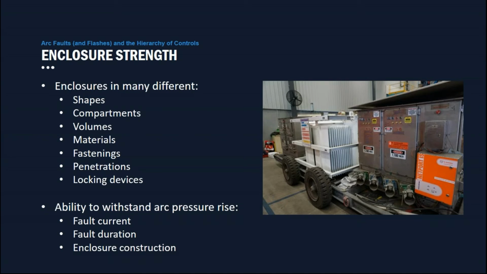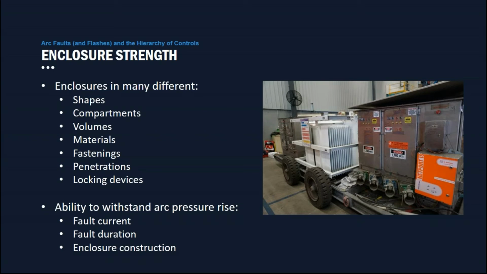Enclosure strength. Here we will talk initially about sheet metal enclosures, so what we generally call IP enclosures. These come in many different shapes and sizes. They have different compartment sizes, different materials, different fastenings, penetrations and locking devices. So it's very difficult to come up with a single rule which allows you to generate a solution in managing pressure rise in these enclosures.